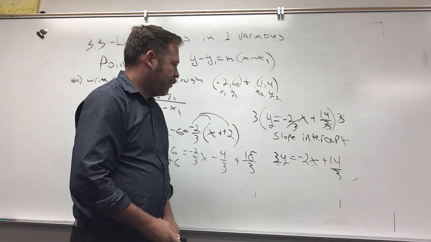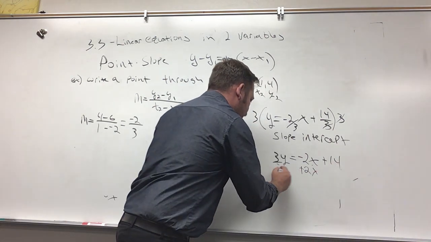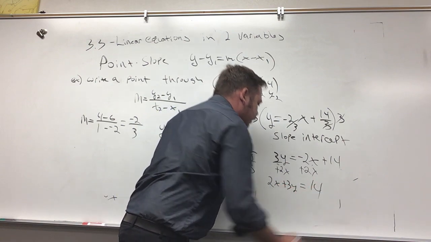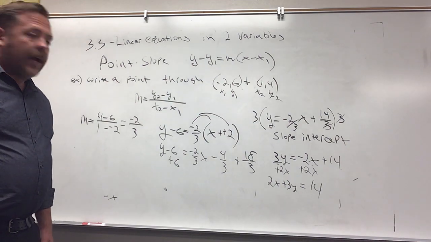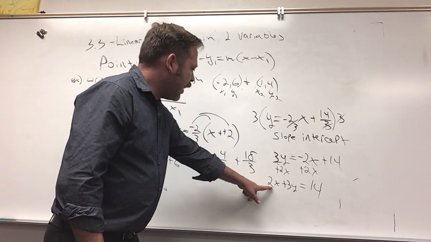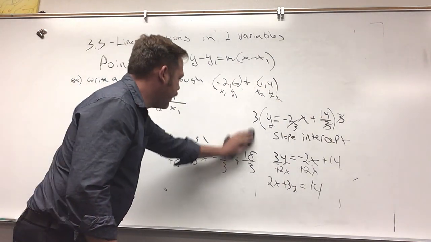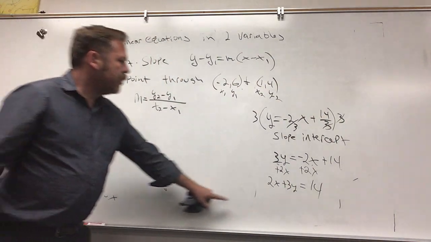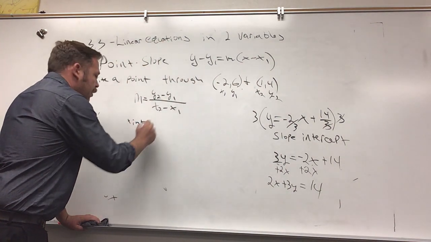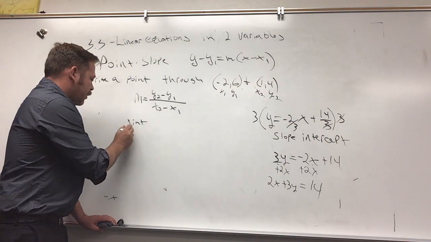I want standard form. So I'm going to add 2x to both sides. So I get 2x plus 3y equals 14, okay? All right, remember, we use standard form to find the x and y intercepts. So to find the x-intercept, I replace y with 0. I'm going to erase this earlier work so I have some room to write here. That term will go away, so if we divide by 2, my x equals 7. 7, 0.